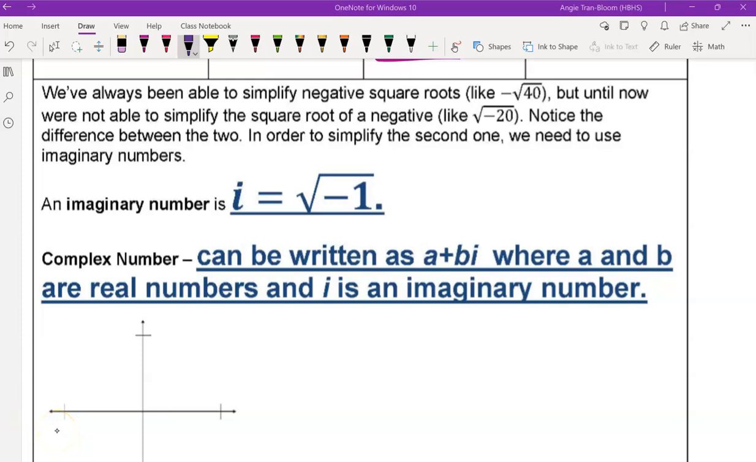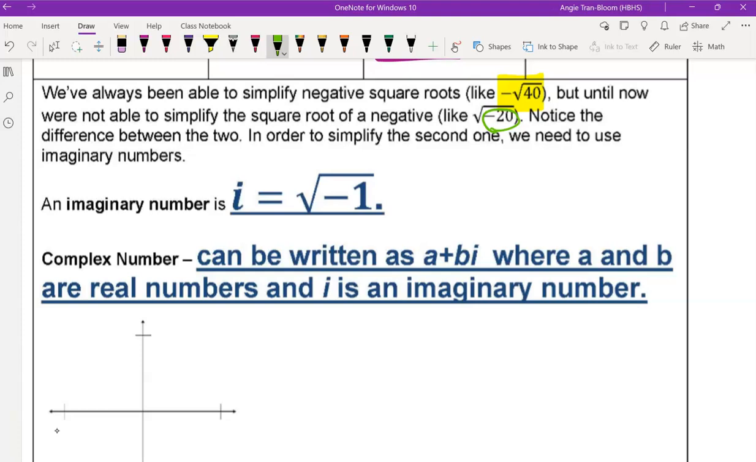So guys, we have always been able to simplify negative square roots when the negative is on the outside, like negative square root of 40. But until now, we were not able to simplify the square root of a negative when it's on the inside, like that. Notice the difference between the two. In order to simplify the second one, the square root of a negative 20, we need to use imaginary numbers.